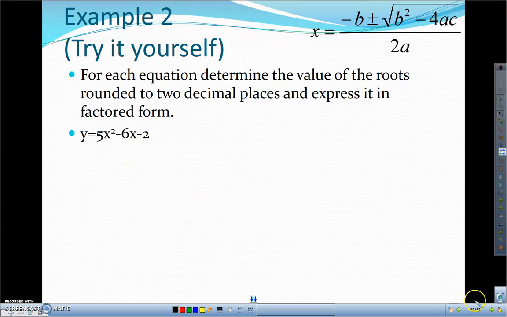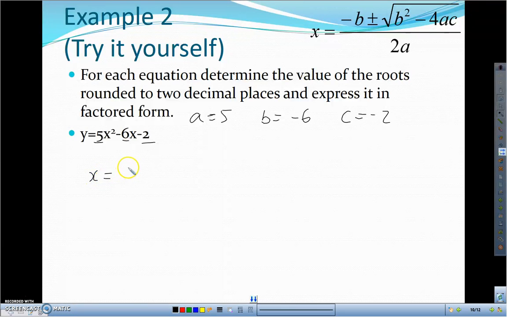Moving on, this is a try it yourself. Try and do this question on your own, and then I'll show you how to do it. A is equal to 5, B is equal to minus 6, and C is equal to minus 2. And so we're going to substitute these values into our quadratic formula. And those A, B, and C are coming from those three numbers.